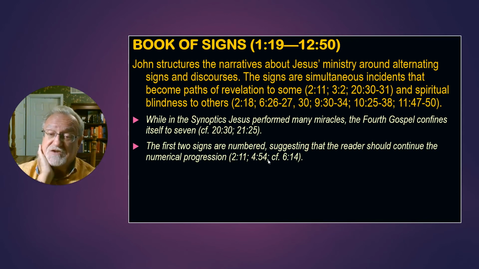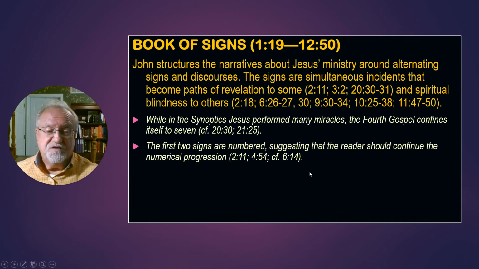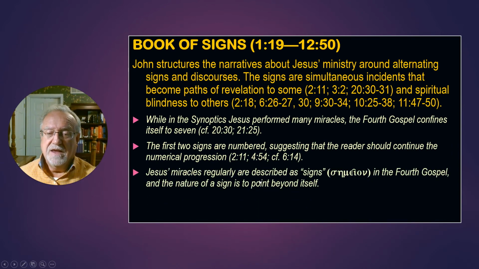The first 2 signs are numbered. The first one is said, this is the first sign. The second one is numbered, this is the second sign. And that in turn suggests that as you read through the Gospel of John, you should continue that numerical progression for all of the signs. And as you will see in the end, there will be 7 of them. It is also probably important that John uses the term semeion, which is the Greek term for sign.